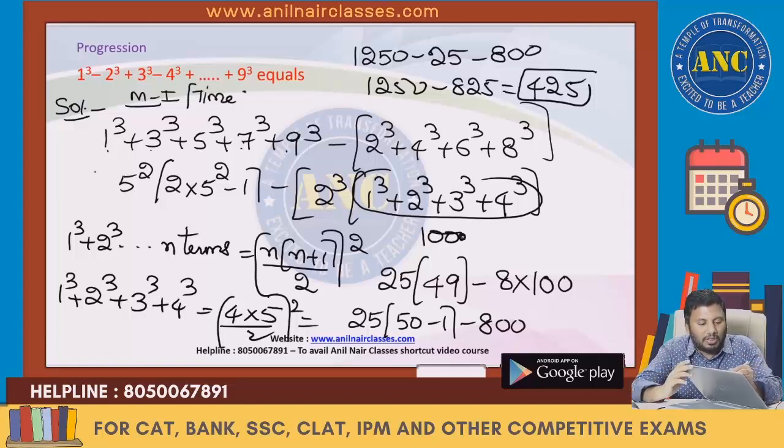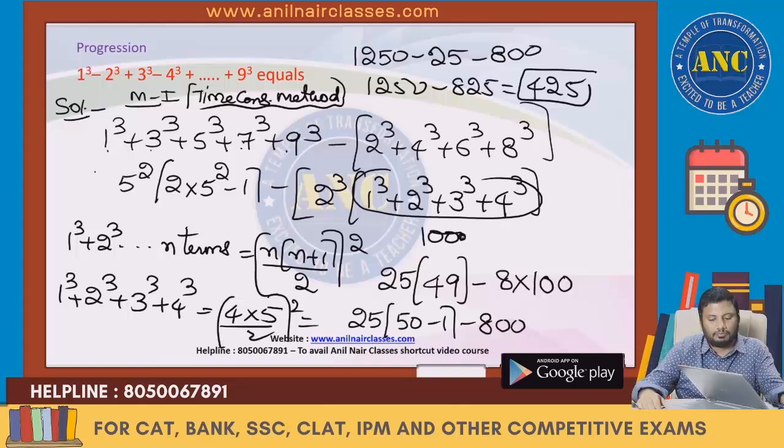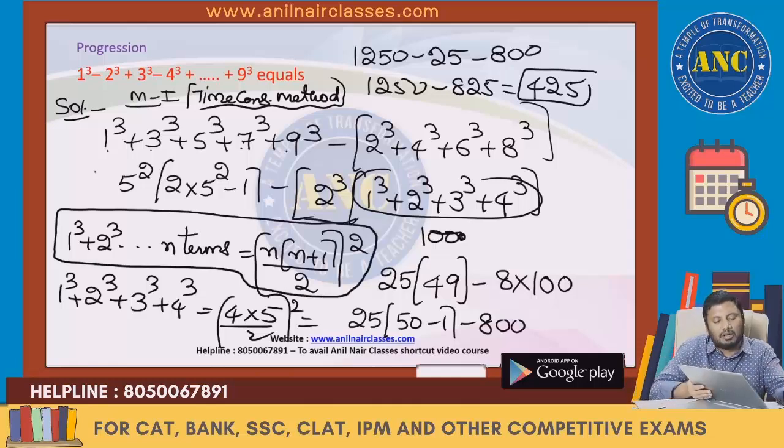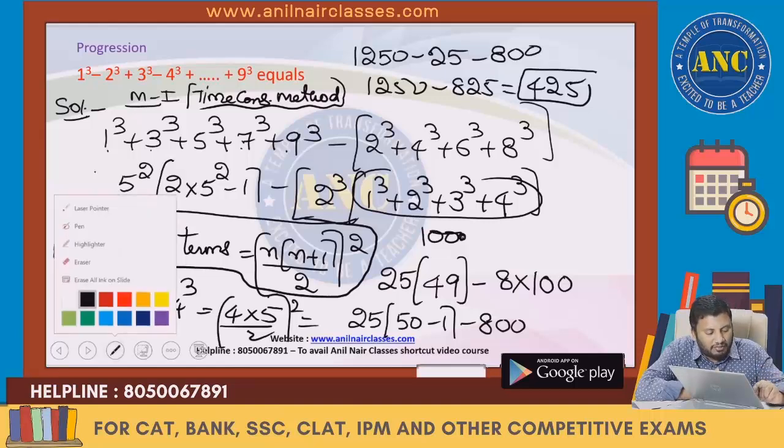Time consuming method. Method 2, please write down, sir. Method 1 is just an understanding of these important terms. Sum of the cubes of the first n odd terms. Sum of the cubes of the first n natural numbers, first n odd numbers. I hope the idea is clear. 5 square into 2 into 5 square minus 1 minus 2 cube. 1250 minus 825, 425.